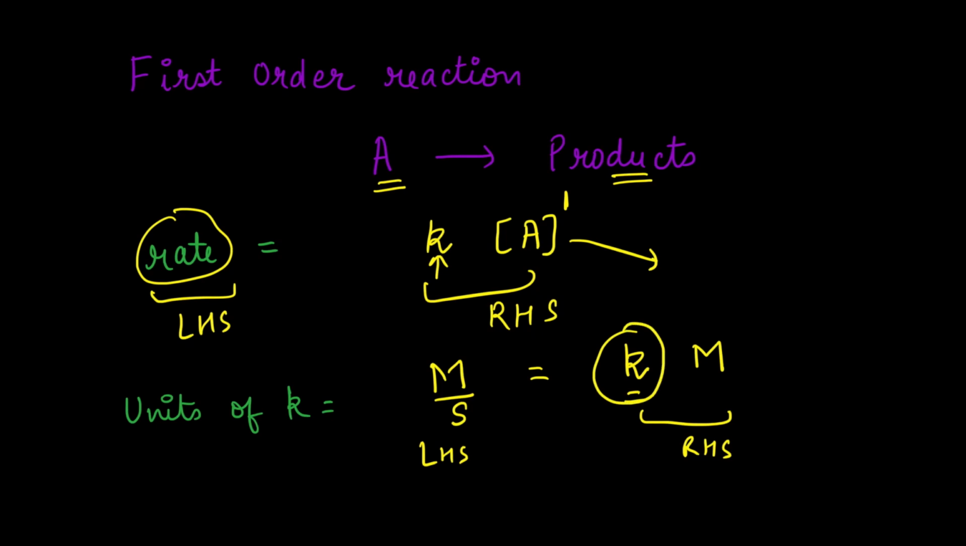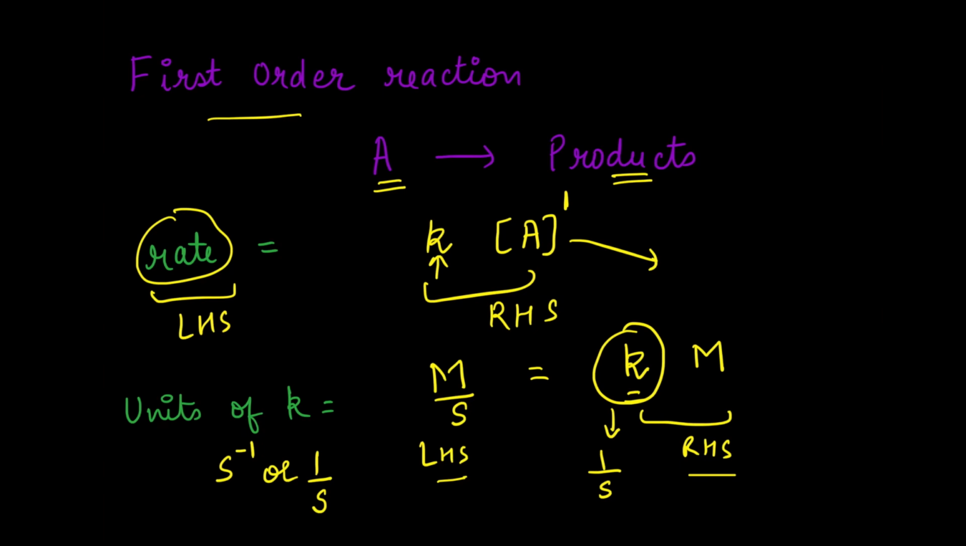So it turns out it should be per second, right? When it's 1 by second, then only the left hand term will be equal to right hand side term. So the units for the rate constant corresponding to first order is second inverse or 1 by second.